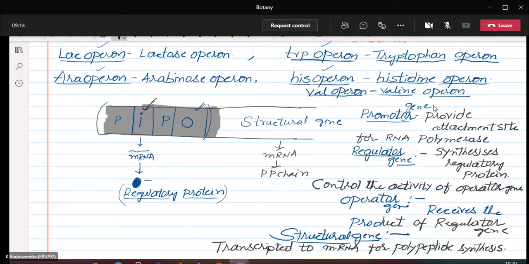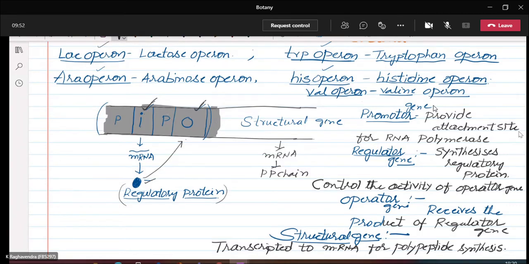It provides attachment for RNA polymerase. Regulator gene, that is I gene, synthesizes regulatory protein regularly. And next, the operator gene receives the product of the regulator gene. The regulator gene will produce a regulatory protein. It consistently produces a protein. This protein will be received by the operator gene. Here, if you look very clearly, this is the operator gene which receives this particular protein.